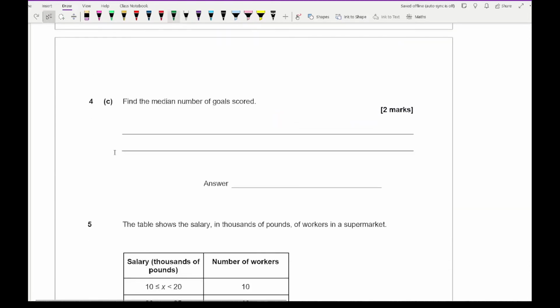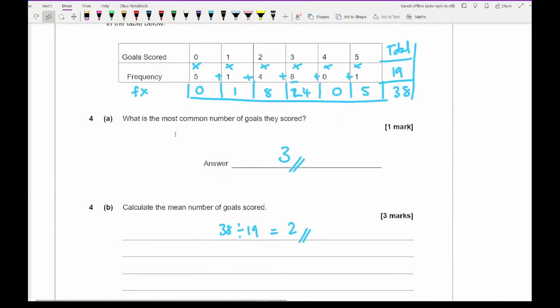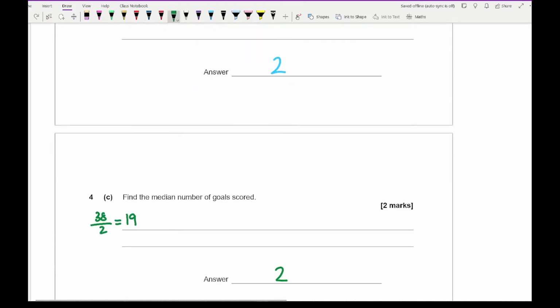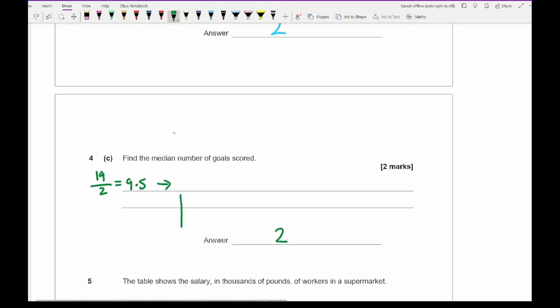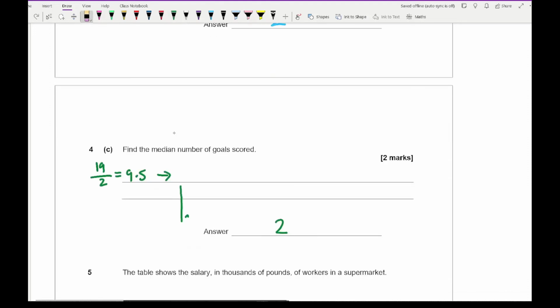Another way of working that out, now if you are going to do that method, make sure that you are showing that you've added the numbers up, divided by 2. So that's going to give you 19. And so you're looking for the 19th, oh no, sorry, there's 19 numbers, so wrong way around. So 19 divided by 2 gives me 9.5. So we're looking for the 10th number, which is going to be a 2.